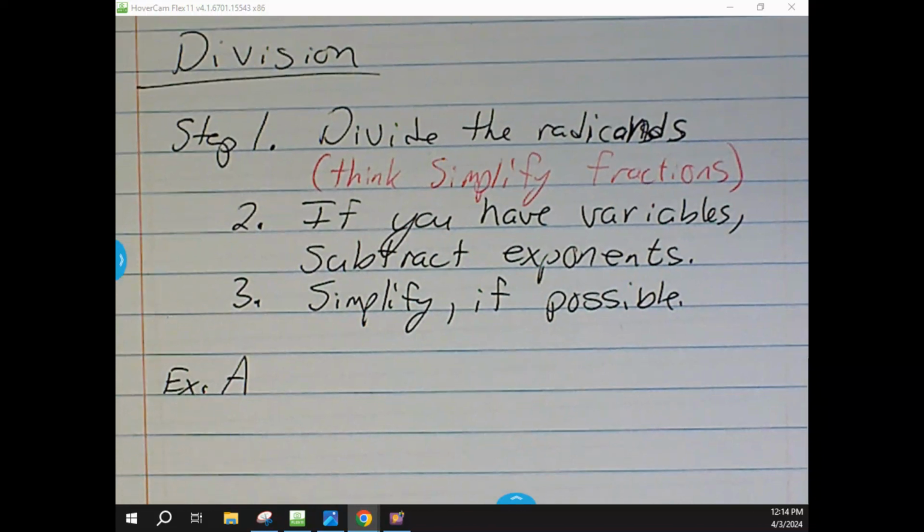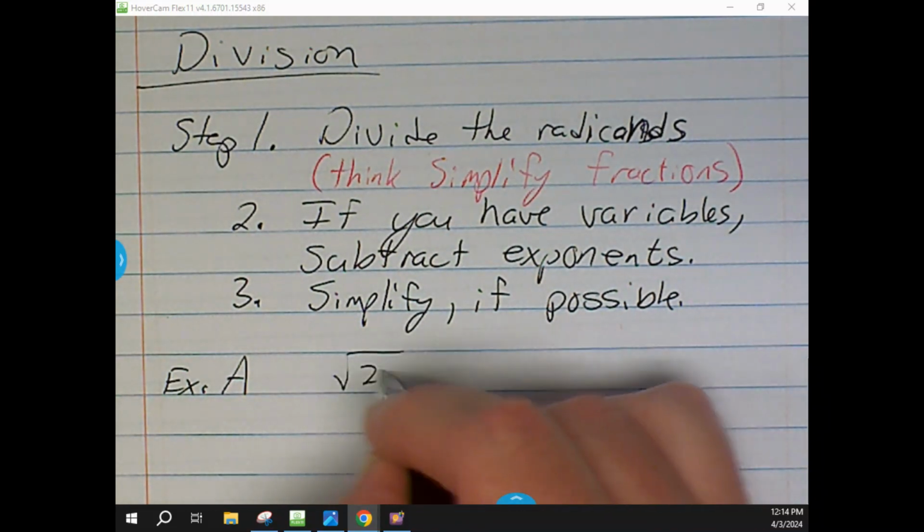Okay, so here's some problems that you'll have for division. Again, start off easy and we'll build up a little bit as we go.